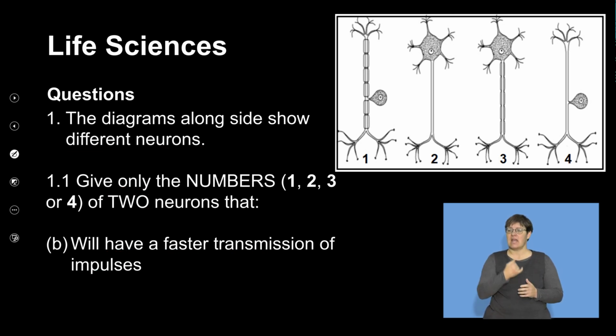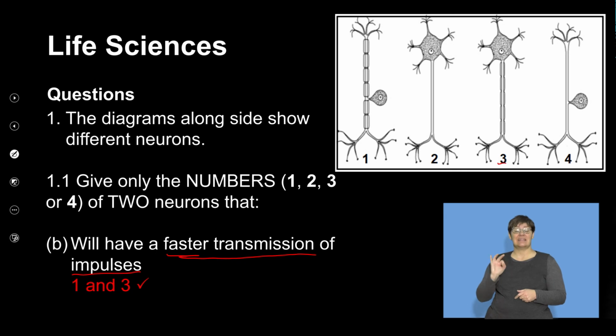The next question, still based on the diagram. You give the number 1, 2, 3 only. You don't write the words. Number B says the one that will have a faster transmission of impulse. Which one between the 4? The right answer here is number 3 and number 1.